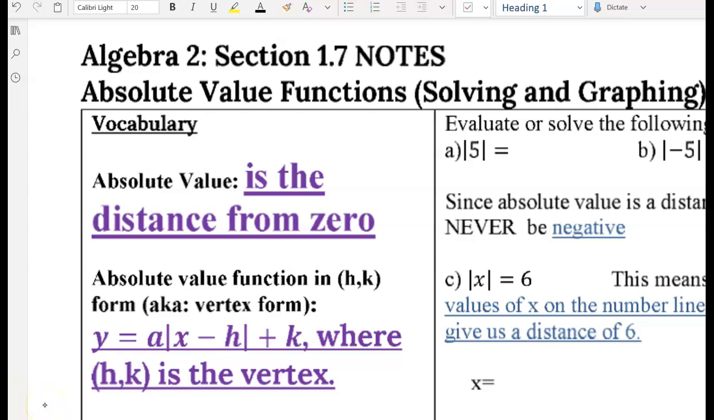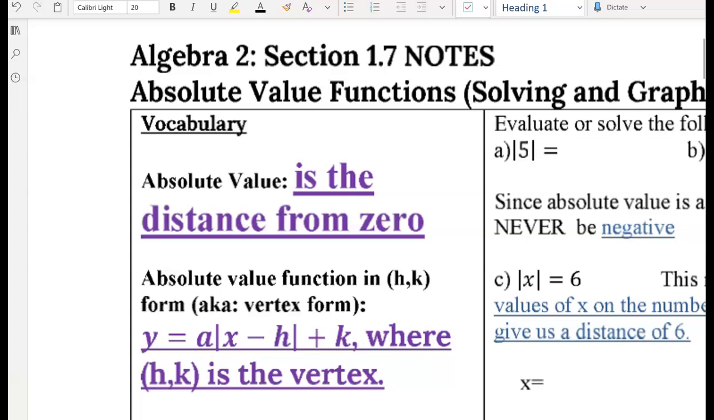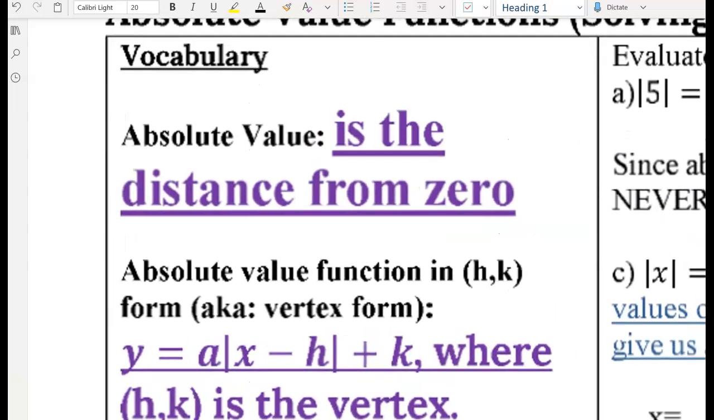All right, guys, so section 1.7 notes, we are studying absolute value functions. We are going to solve and we are going to be graphing the functions, okay? Let's start with some vocab here. And again, if you need to pause, please pause so you can write down the definition.